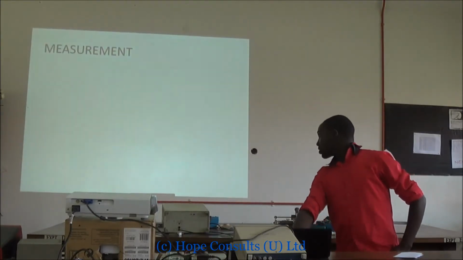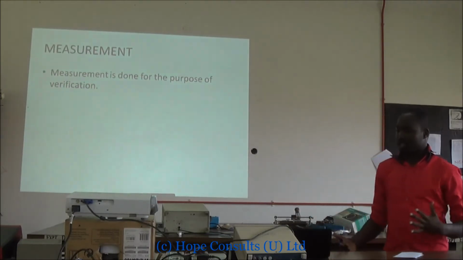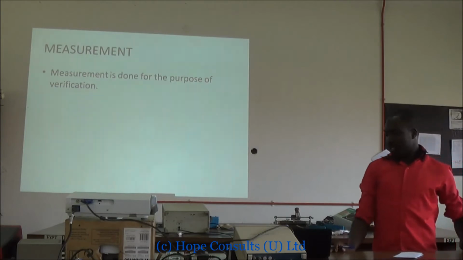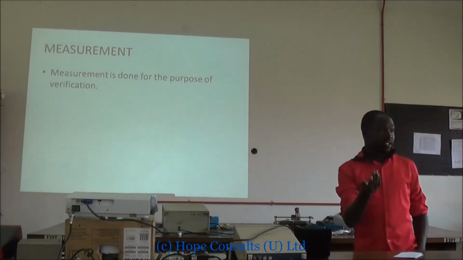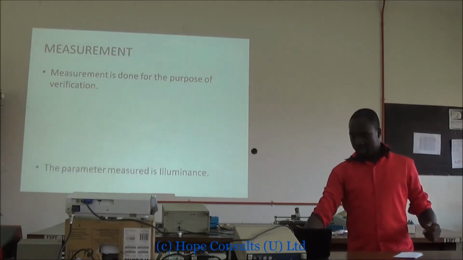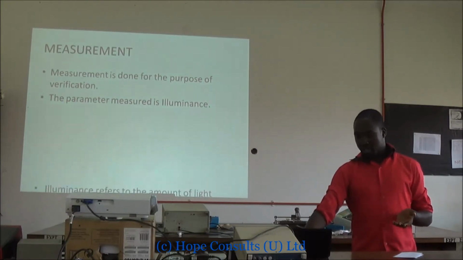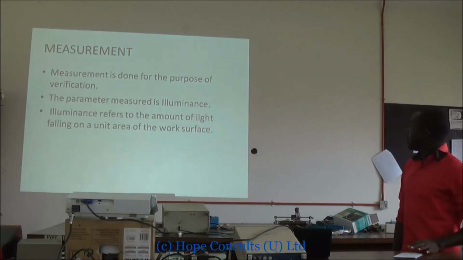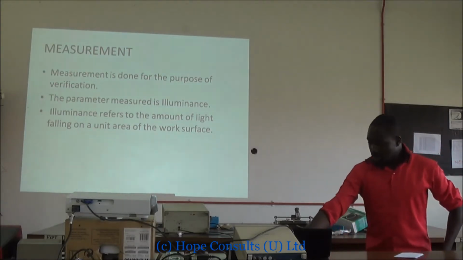So we're just going to give us the way the measurement is done using a laximeter. Like I said, the measurement is done for the purpose of verification. I've already cited that. We're also saying that the parameter used is illuminance. So what is illuminance? It refers to the amount of light falling on a unit area of the work surface.